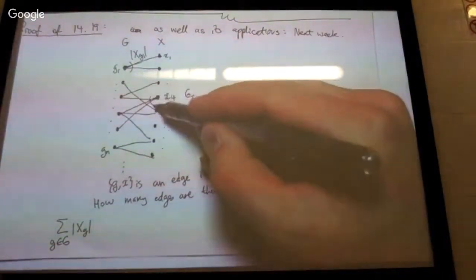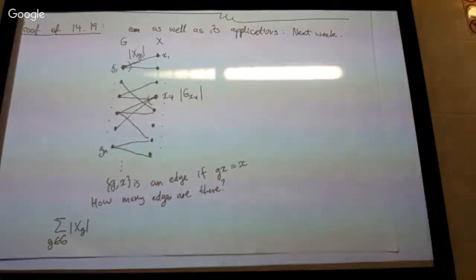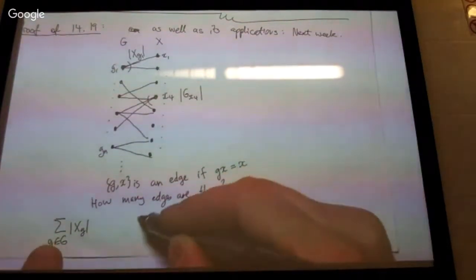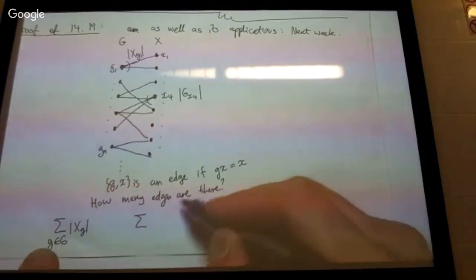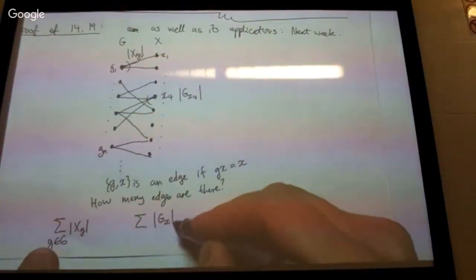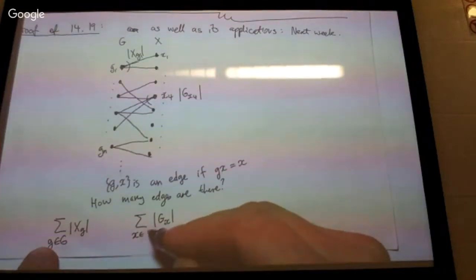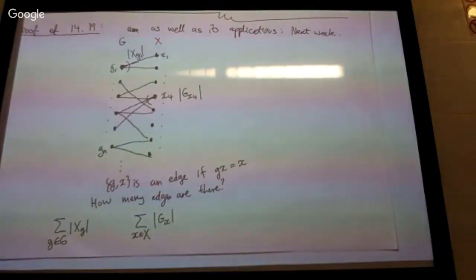So the number of edges going out of X4 is the order of the stabilizer. So the number of edges in total is, you add all the orders of the stabilizers. Now they have to be the same because it's the same number of the same edges.